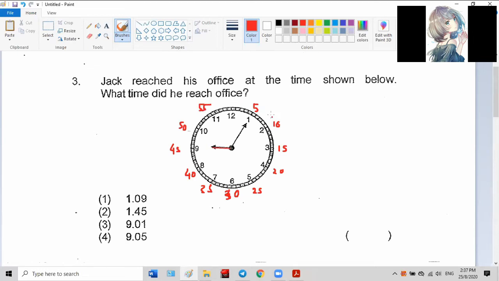It comes from 1 times 5. This one comes from 2 times 5. This number is 3, so the 15 came from 3 times 5. And this number is 4, so 20 is 4 times 5. Can you see? And so on.